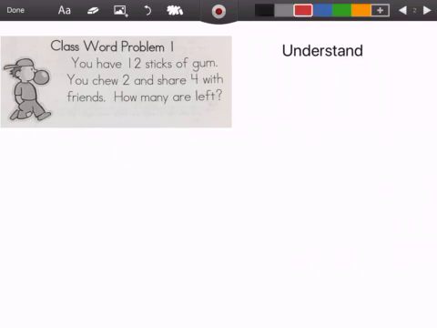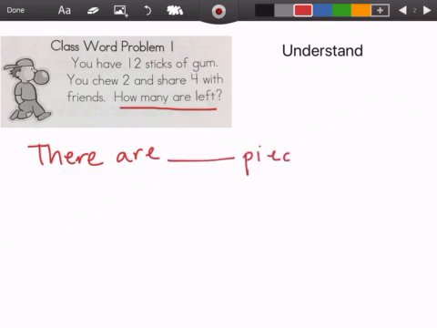Well, for our first step, that is to understand. I'm going to underline the question that is being asked. How many are left? So really, to come up with an answer sentence, I'm looking for something that says there are blank pieces of gum left. I'll just write pieces left. There are blank pieces left.